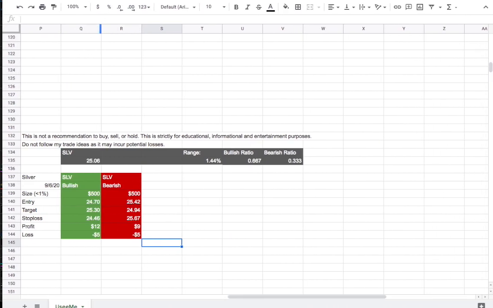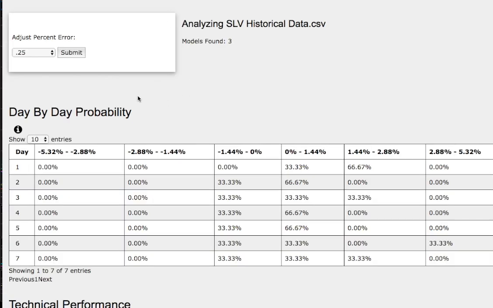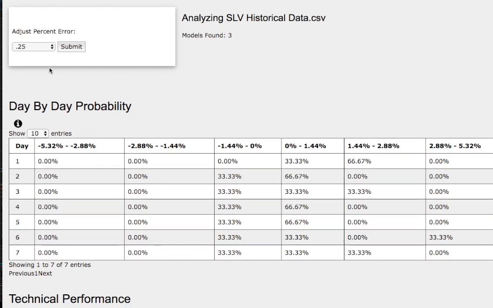It comes from the day-by-day probability model, which is available in the link below, so do check it out. As we progress to the 5th day or week of trading, we have a 67% chance for silver to climb higher between 0 to 1.4%. On the other hand, we have a 33% chance for it to fall between 0 to negative 1.4%.